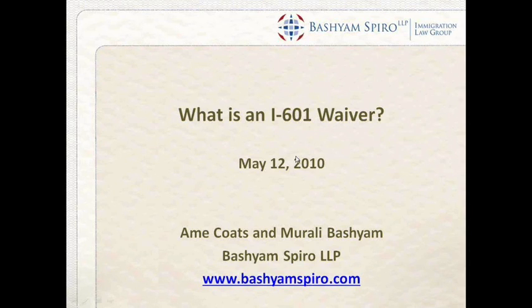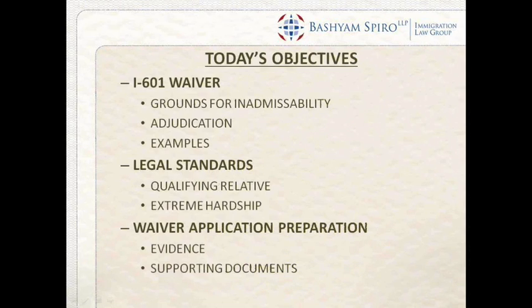I'm an immigration attorney with Basham Spiro, and I'm here with our managing partner, Morali Basham. Basham & Spiro is a full-service immigration law firm located in Raleigh, North Carolina. We represent clients in all 50 states and around the world. Today we're going to talk about I601 waivers.